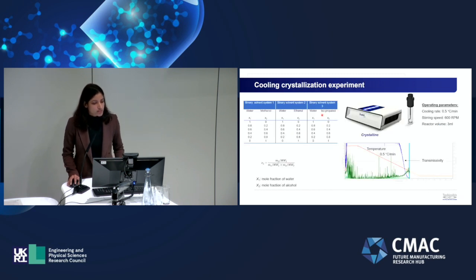Then coming to cooling crystallization experiments, the cooling crystallization experiments were performed using the Crystalline instrument. First, a known amount of ascorbic acid was added in 3 ml of solvent systems and first heated to some high temperature till everything was dissolved. Then it was slowly cooled at a cooling rate of 0.5 degrees Celsius per minute to 20 degrees Celsius and kept for some time. And during the whole process, the images were taken at an interval of 2 seconds.